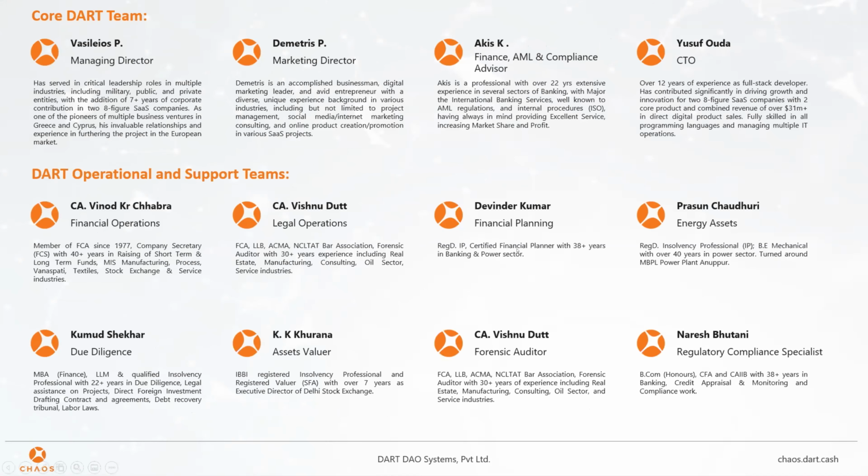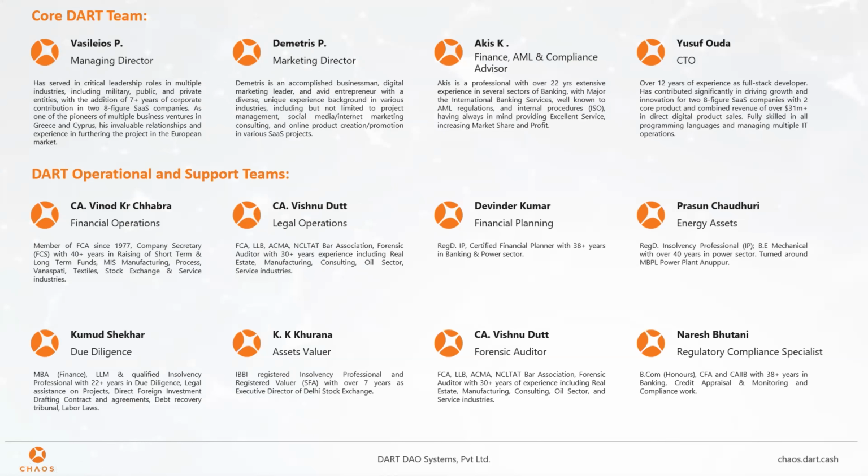Very briefly, we're going to go over how the DART team is set up and how the whole thing functions. So you have the DART team itself, which at its core is run by Bill, Dimitris, who are both on the call with us, Akis and Yusuf. This is the core DART team that is basically running all of these key aspects of the project itself. And then you have the operational team, which does a lot of the on-the-ground work.